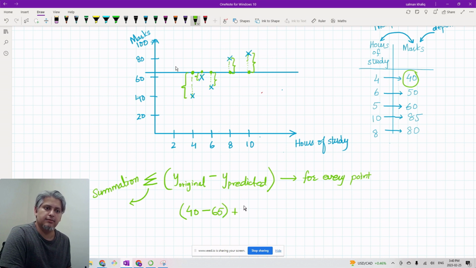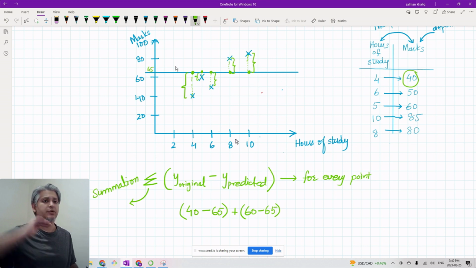Then I will add the next one. What is the original value for the second point? When x was 5, it was 60. So the original value is 60 minus the predicted value, which is 65. How do I know this is 65? This horizontal line is telling me that this line is predicting 65 for everyone.